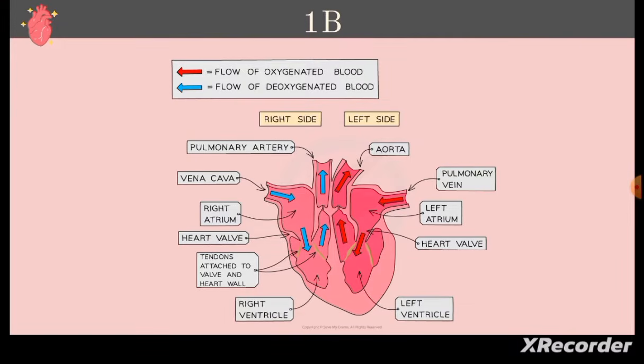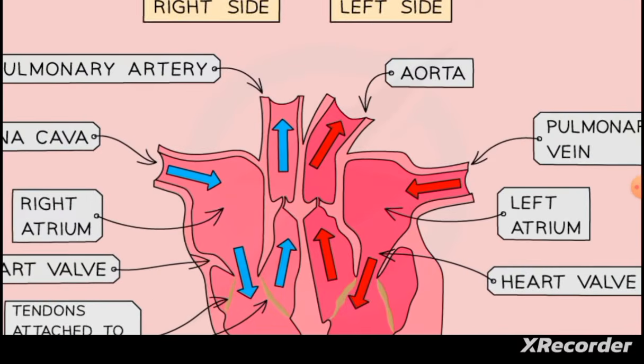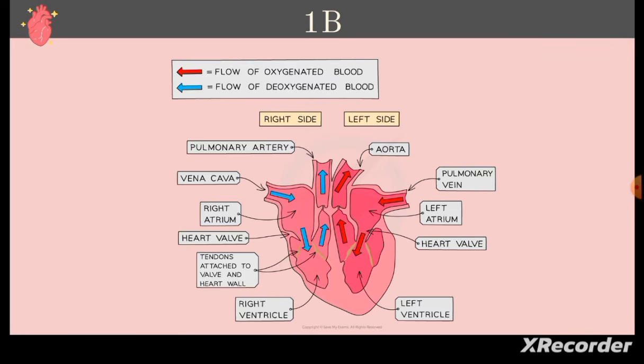Here we have the structure of the heart. You have to remember the names of each of the vessels. The most commonly asked ones are the aorta and the vena cava. You also have to know the names of the valves.